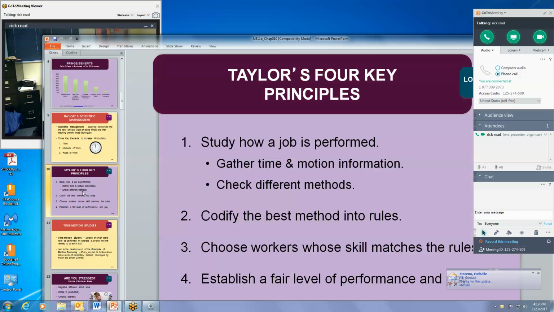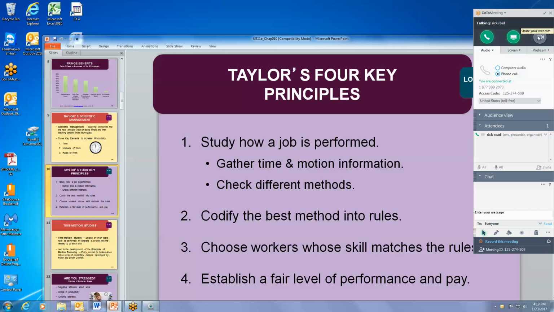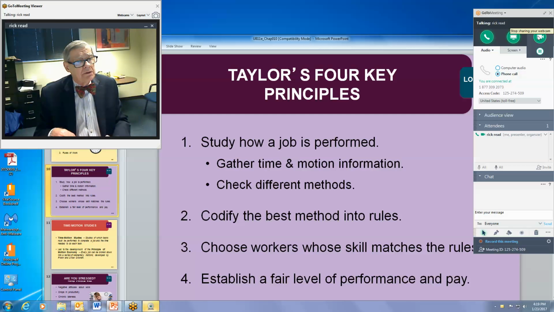So Taylor came to what we have here, his 4 key principles. And we can see these, and you can look at them. I want to home in on codifying the best methods, and I'm going to relate the best story that I can with Taylor. But also he talked about a fair level of not only performance, but pay. So paying people for the performance you did.